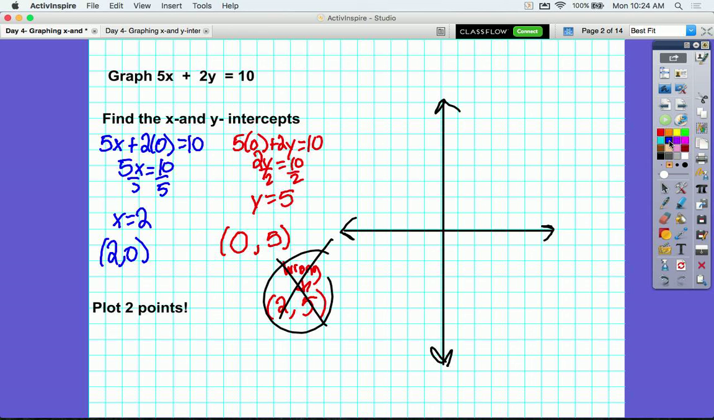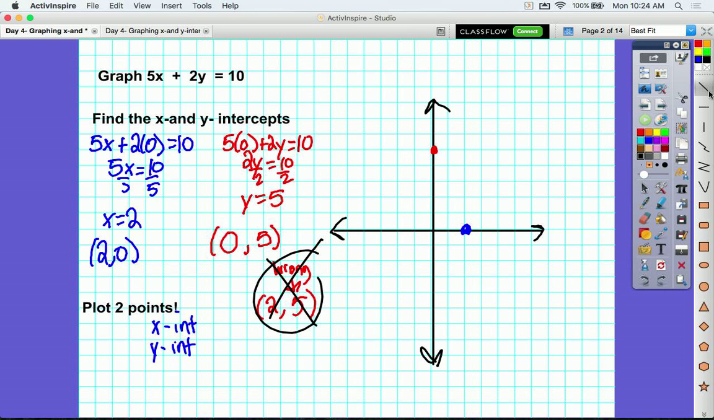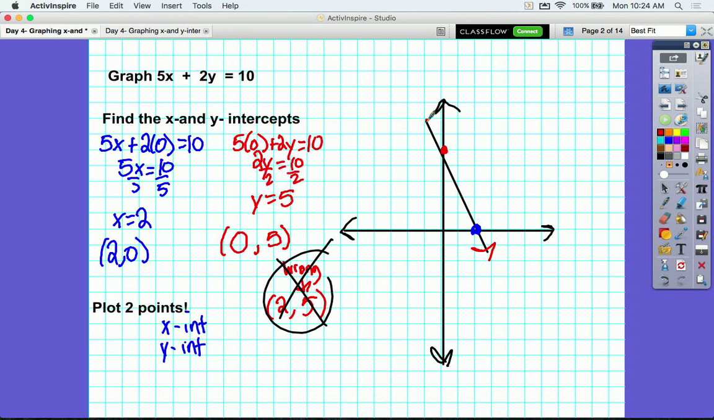We are now ready to plot our points. 2 points on the graph, with the x-intercept and the y-intercept, the only 2 points that go on this graph. 2, 0, 0, 1, 2, 3, 4, 5. There are my 2 points. I'm ready to connect them. And this is the graph of our line.